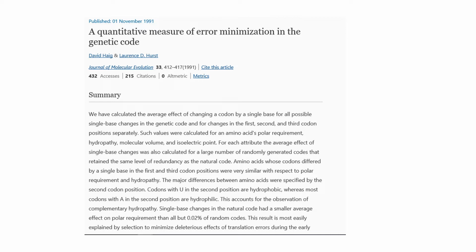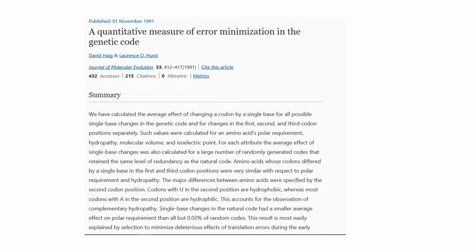And when they looked at the error minimization of the genetic code in terms of its ability to resist point mutations, they found that the standard code is better than all but 0.02% of random codes, so that it is better than 1 in 5,000 random codes. How do we explain that?